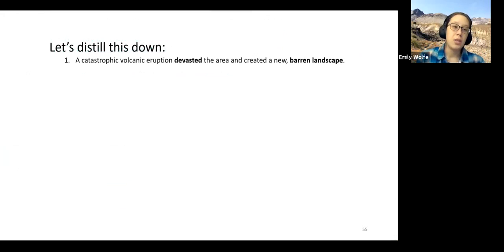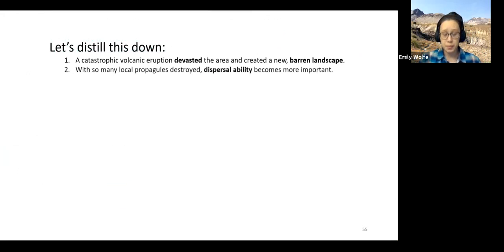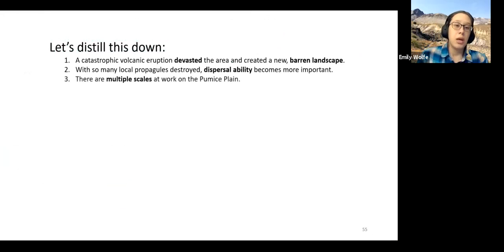So a catastrophic volcanic eruption completely devastated the area, created a new barren landscape, our primary successional model. There are so many propagules that were destroyed during this catastrophic eruption, and now the dispersal ability is more important. And then we also see that there are multiple scales at work on the pumice plain. And I think this is, at least for me, probably the most important and applicable thing that this research has uncovered for me.